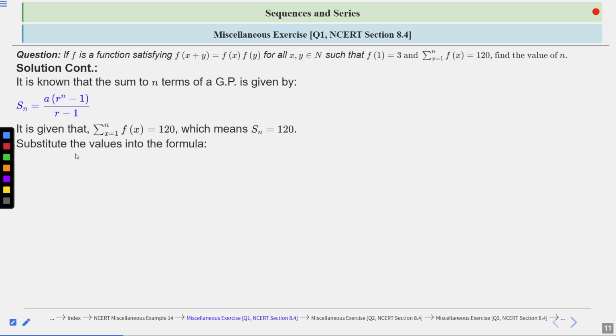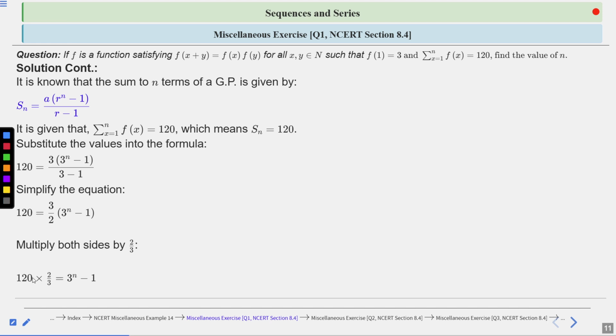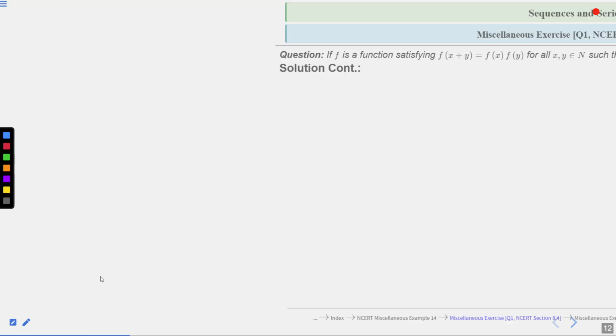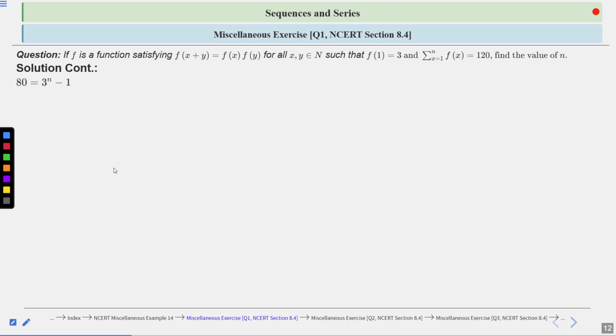Substituting the values of a, r and Sn in the above formula, we obtain 120 equals 3 times (3 power n minus 1) divided by (3 minus 1). Simplify the equation. We obtain 120 equals 3 by 2 times (3 power n minus 1). Multiplying both sides by 2 by 3, we get 120 into 2 by 3 equals 3 power n minus 1. After simplifying, 80 equals 3 power n minus 1.